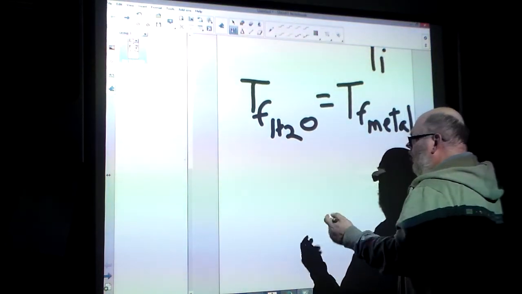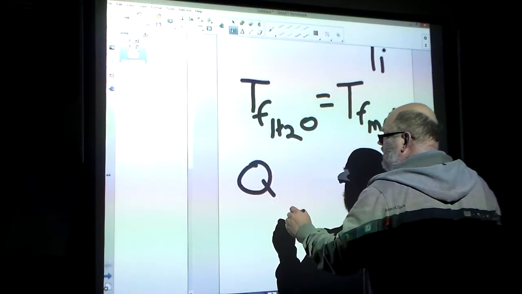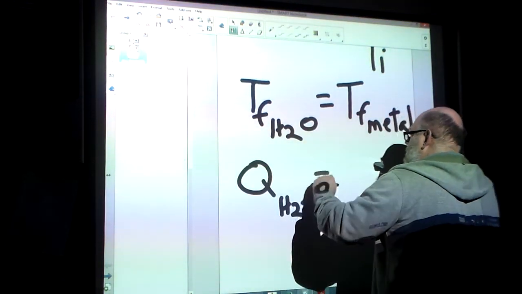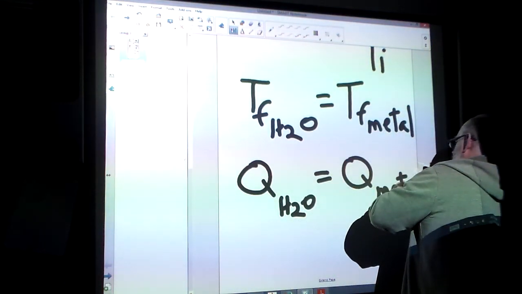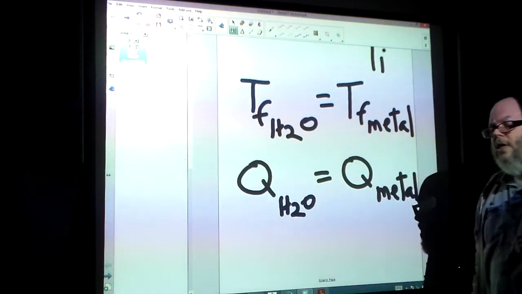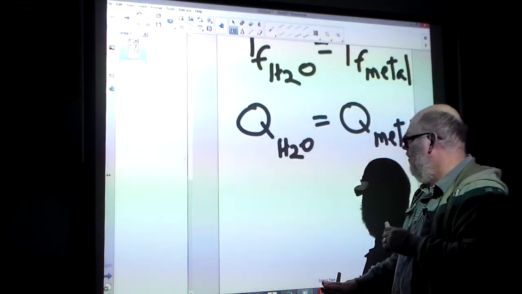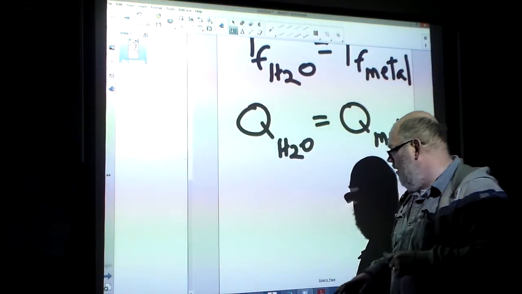With that, we go along the idea that if the temperature is the same, then we would expect that the heat energy of the water is going to equal the heat energy of our metal. That's how we're going to be able to do this. So far, so good? All right.